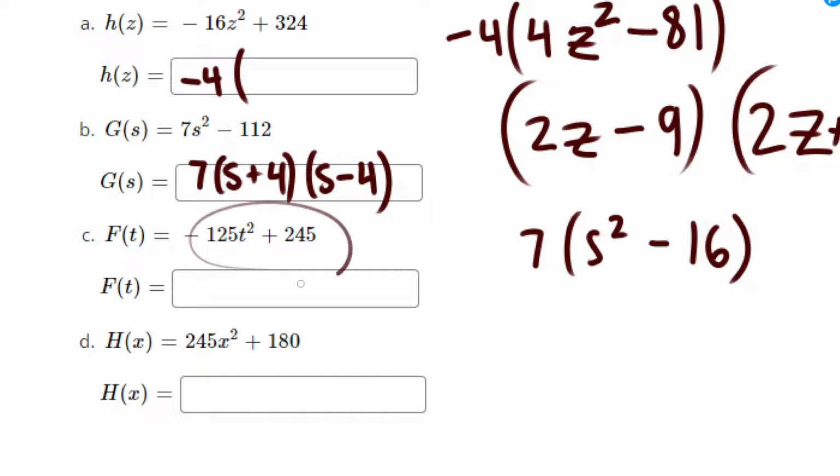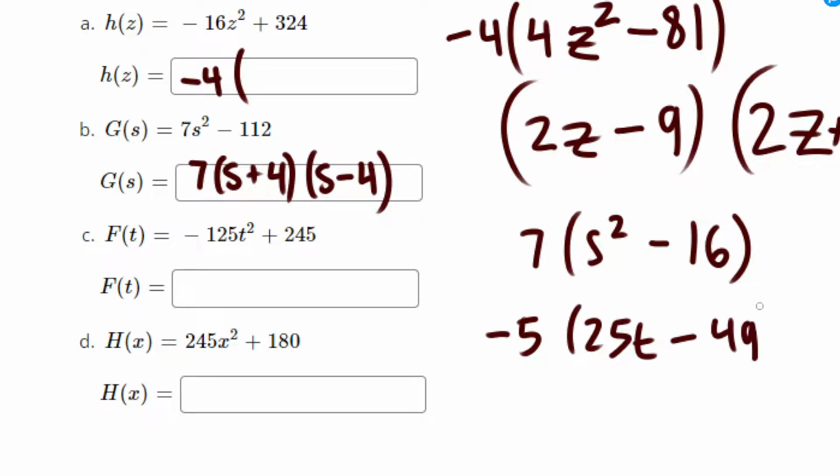And then this one we can take out a 5. So we'll do negative 5. We'll have 125 divided by 5 is 25. So we'll have 25t. And then 245 divided by 5 is 49. So negative 49 because we divided by a negative.